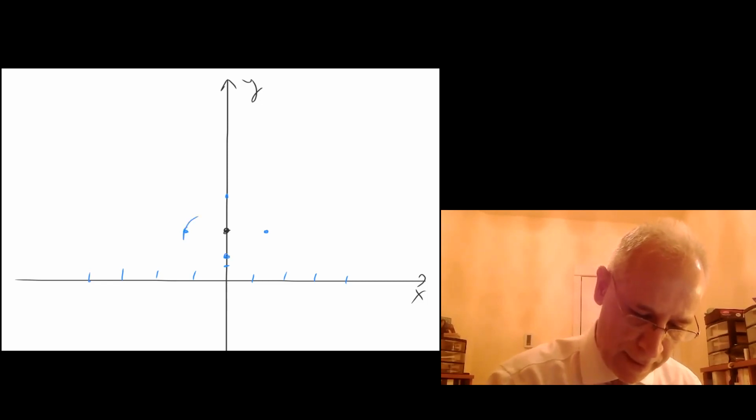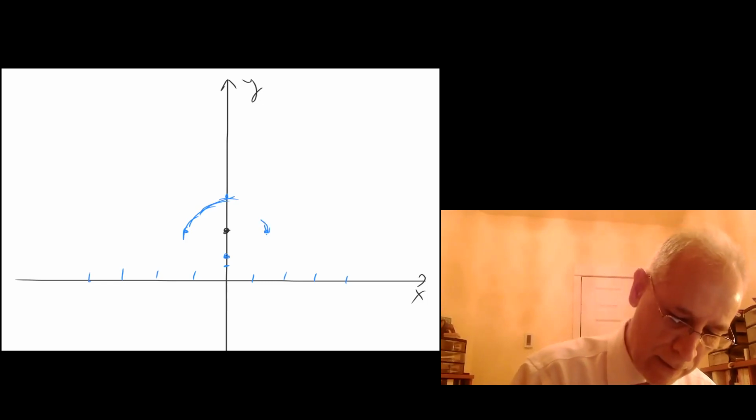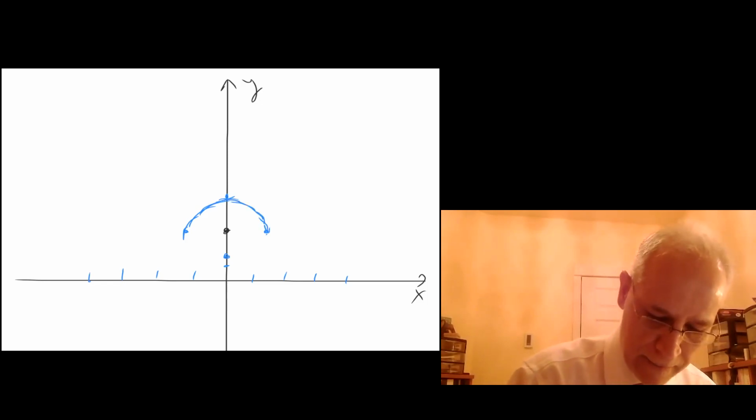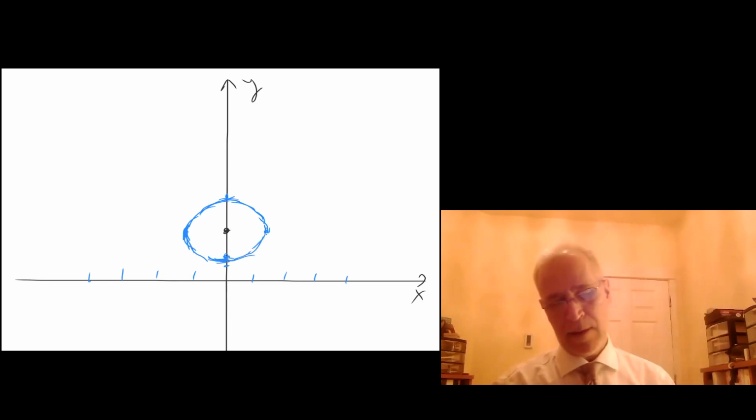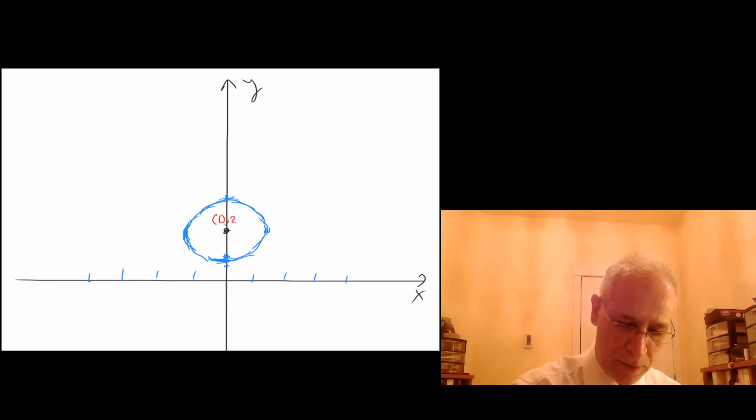This really doesn't look like an ellipse. I'm not doing so good with my drawing. Okay, but let's just identify the points. First of all, the center we said was 0, comma 2.